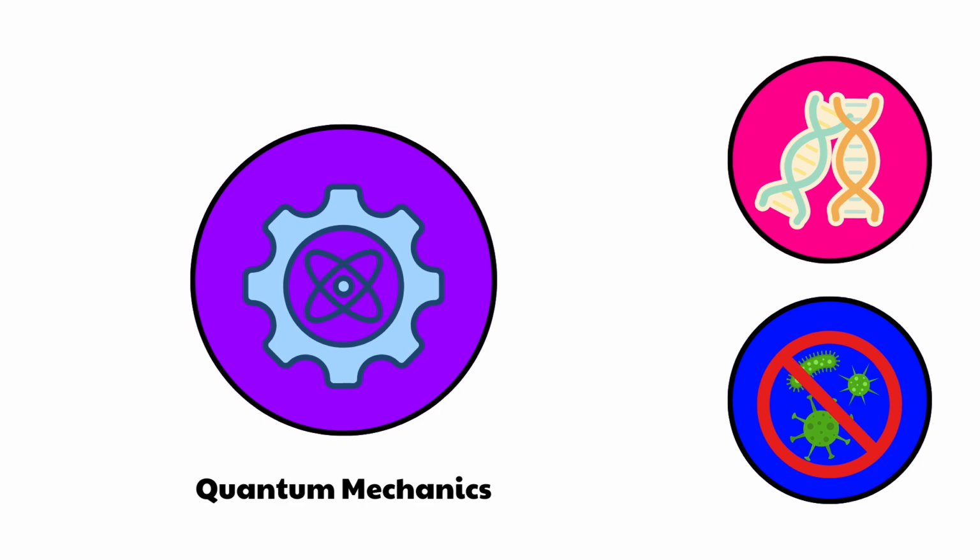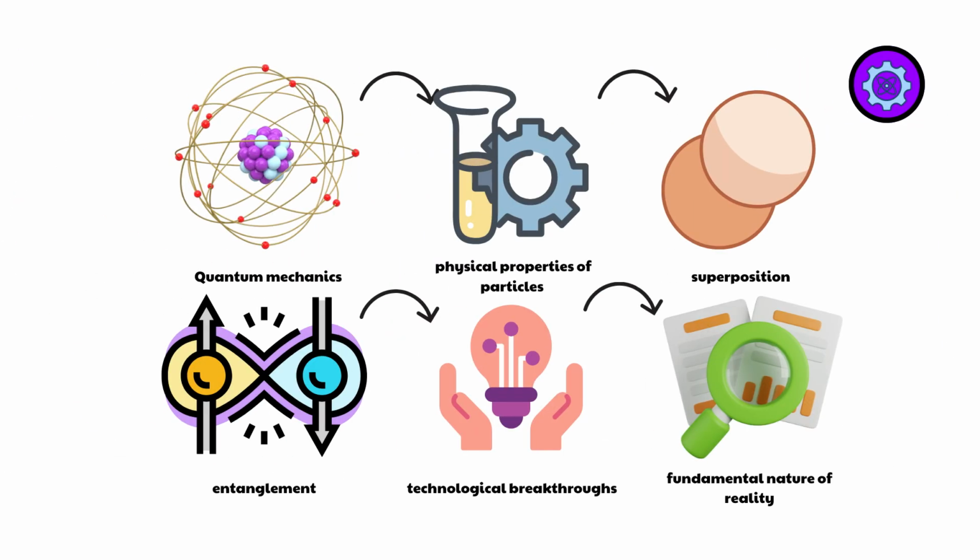Quantum mechanics. Quantum mechanics is a fundamental theory in physics that describes nature at the smallest scales of energy levels of atoms and subatomic particles. It's a realm where the intuitive rules of classical physics break down, revealing a bizarre and counterintuitive reality. At its core, quantum mechanics tells us that the physical properties of particles are not definite, but probabilistic.